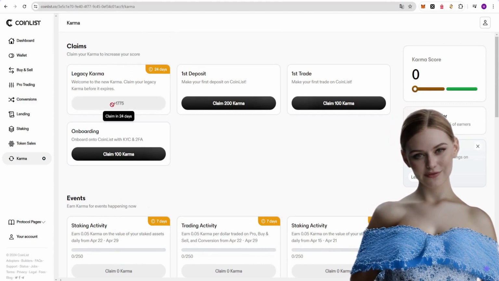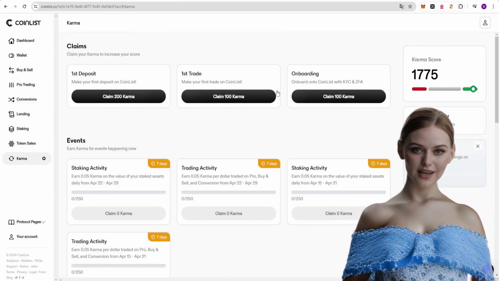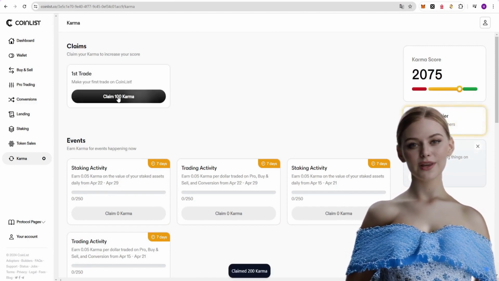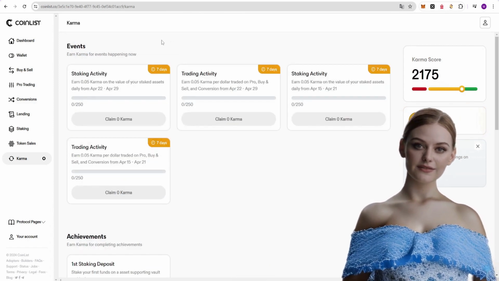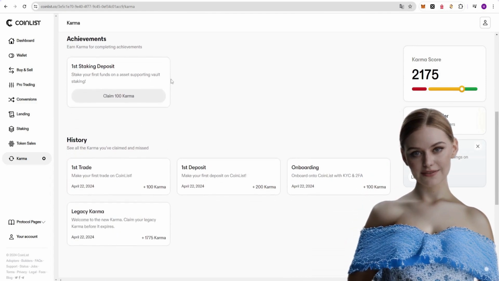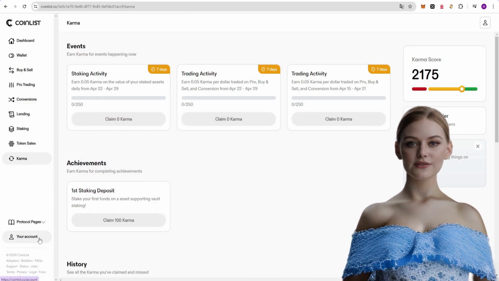Since I have previously verified my identity on Coinlist and transferred funds to my wallet and traded, I can also claim the points shown here. If you are new to Coinlist, you can claim your points by completing these tasks. Remember that there is a deadline for claiming these points. You can verify your identity from the Your Account section.